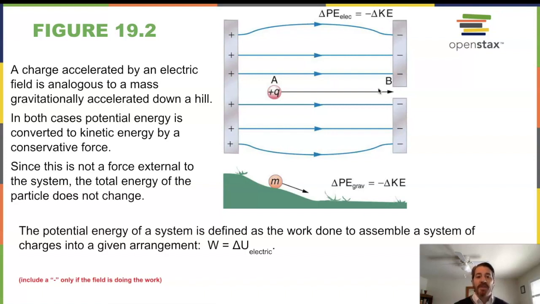I do want to point out that the potential energy of a system is technically defined as how much work is necessary to assemble a system of charges into their current configuration. So the total work done to put them into their configuration is equal to the potential energy of that system of charges. I don't think we're going to spend a lot of time doing problems where that is an equation that we're going to use, but I want to mention that that is the definition of it. How much work an external force would have to provide in order to arrange these charges in this situation.